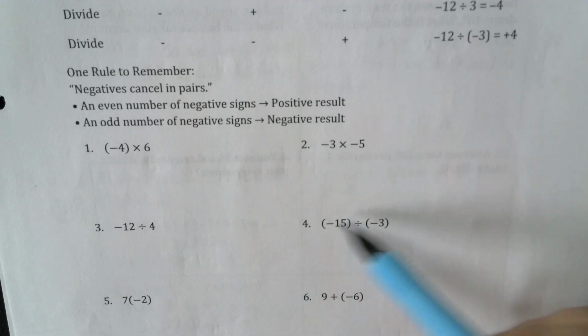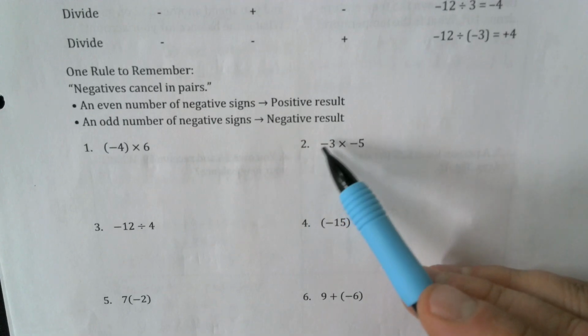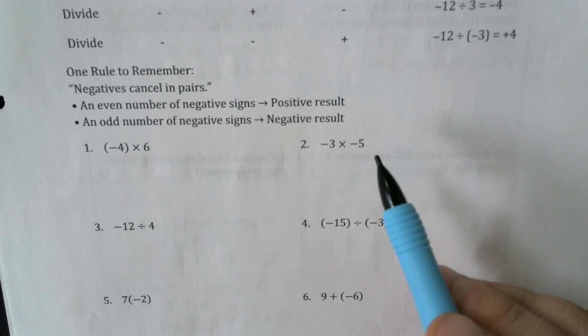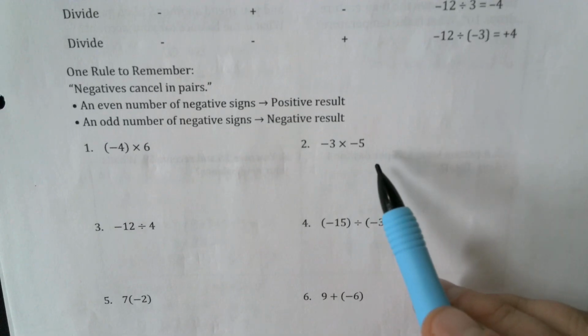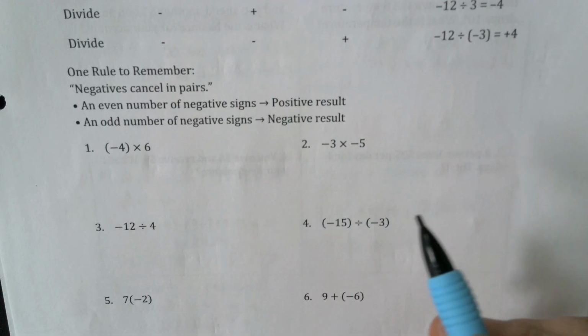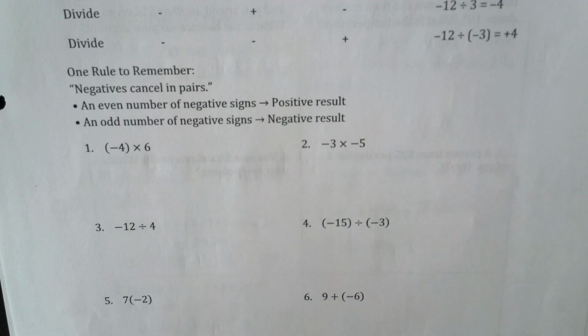So these answers are definitely going to be positive because there's a pair of negatives, and they cancel each other. Reminder, this is a multiplication and division rule. Do not do this with adding or subtracting. This rule only works for multiplication and division. So when I approach these problems, I actually do the multiplication or the division first. I don't worry about positive or negative. And then I put that in afterwards.